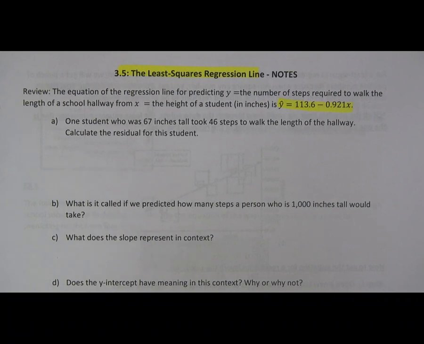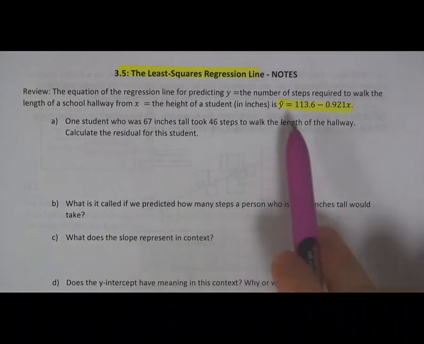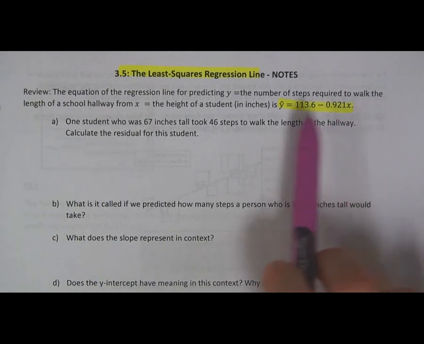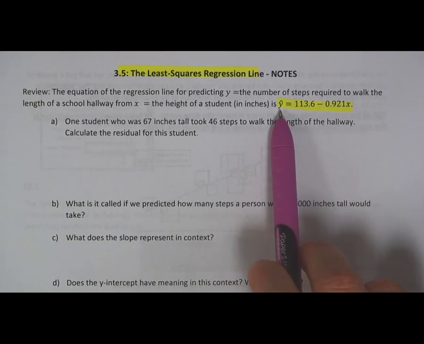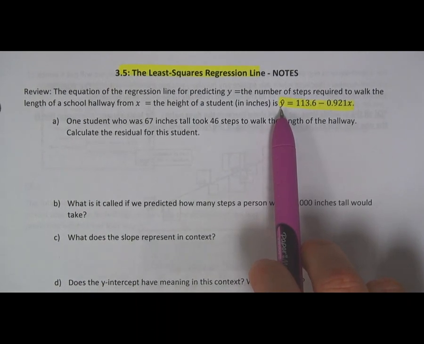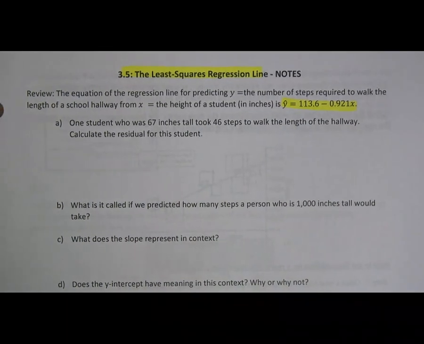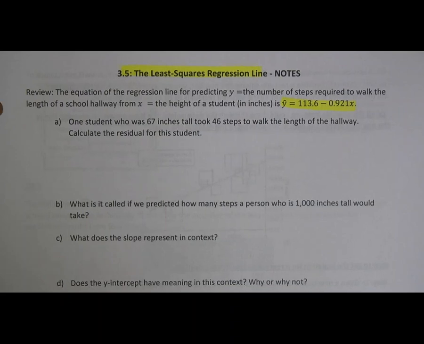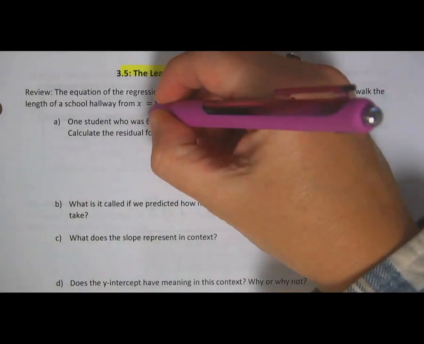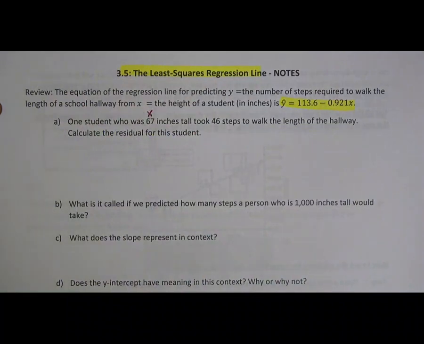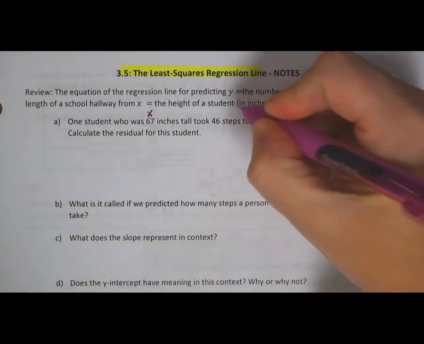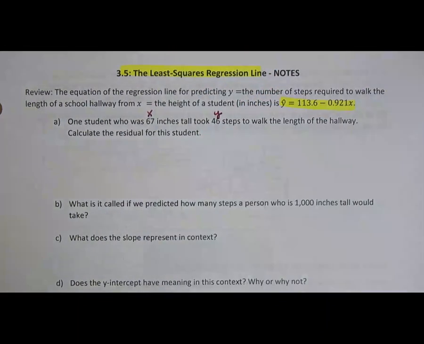The equation of the regression line for predicting y, the number of steps required to walk the length of a school hallway, where x represents the height of a student, is here. So again, x is how tall a student is, and y is the predicted number of steps that they required to walk the length of a hallway. It says on A, one student who is 67 inches tall, so that's an x value, took 46 steps to walk the length of the hallway. That's a y value. If it helps you to label things, the 67 is the height, and 46 steps is the actual y value, so I'm just going to put y.